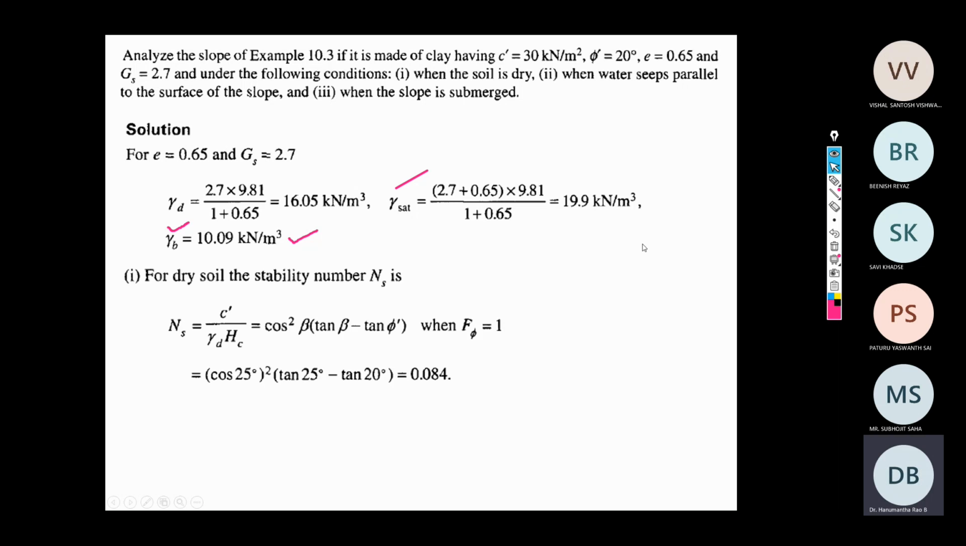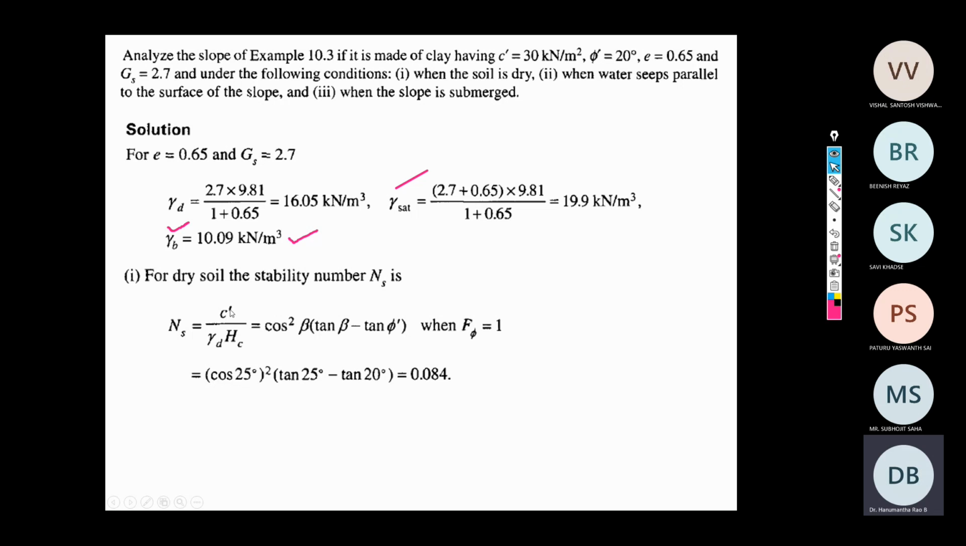Then try to recall the very first condition, when the slope is in a dry state. For a dry soil, the stability number Ns is given as c dash by gamma d into Hc. In fact, if you recall, the generalized formula is c dash by gamma into Hc equals cos square beta into (tan beta minus tan phi). Here, we assume that the factor of safety with respect to friction is unity. However, in the generalized formula gamma is taken as gamma, but in our case the soil is in a dry state, so gamma will be replaced with gamma d.